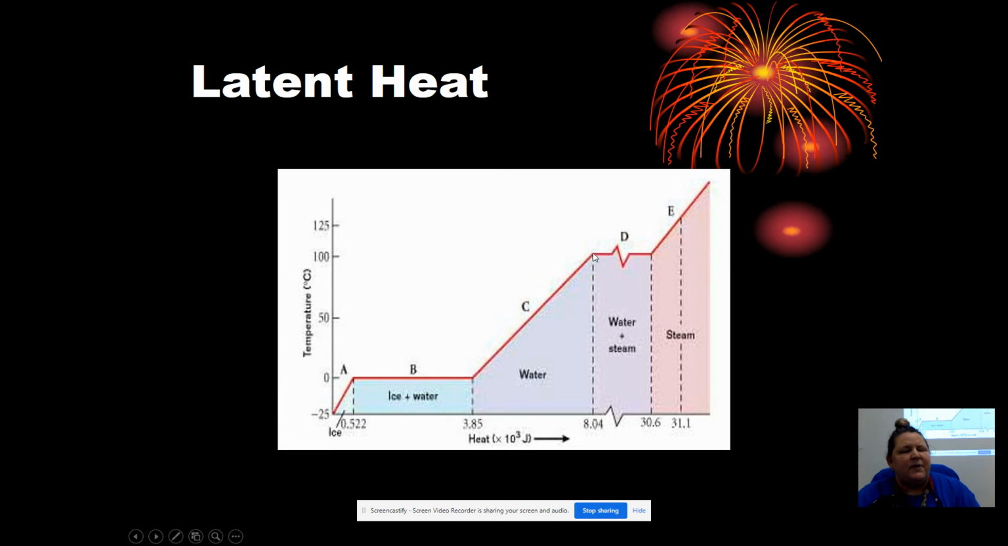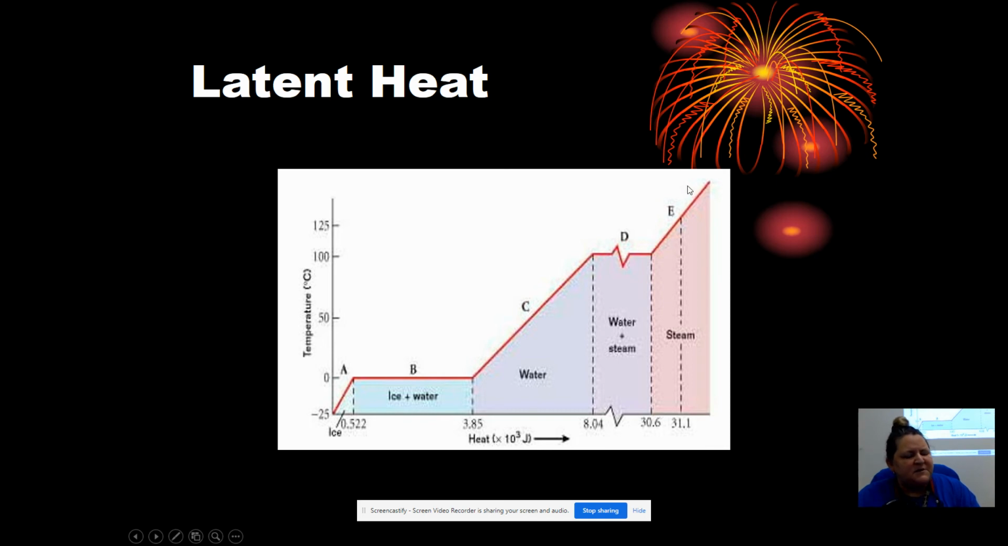And then it gets to the point where it's 100 degrees. Now this is when water turns into steam, because remember, water boils at 100 Celsius. So the water will start turning into steam, but the temperature will stay at 100 degrees Celsius until all the water has been evaporated. And then all you have left is steam, and then the temperature of that steam will start going up.